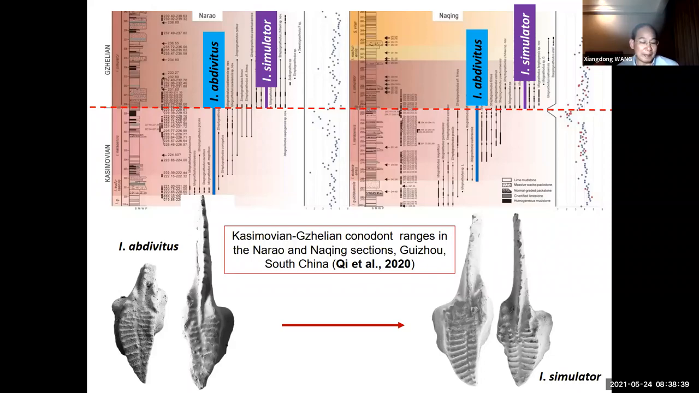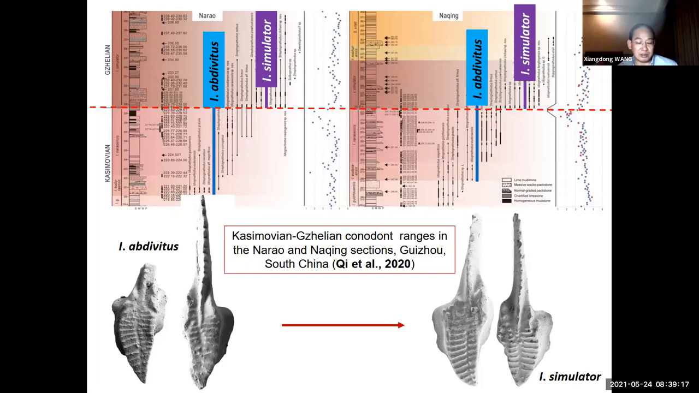Through very detailed morphometric analysis, Idiogonathodus simulator specimens from the Naqing and the Nanlao sections represent a morphotype that is more similar to the proposed ancestor Idiogonathodus abdivitus. So it is possible that the South China Idiogonathodus simulator has a slightly earlier first occurrence than in North America, representing a time closer to the true FAD of Idiogonathodus simulator.